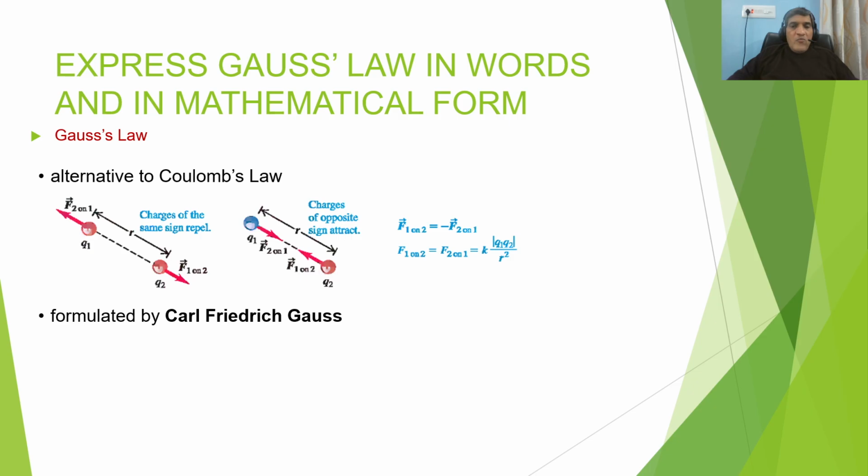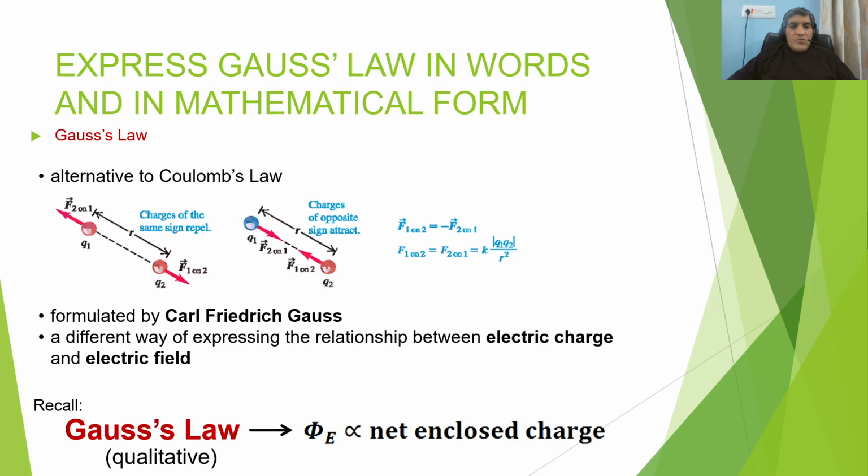So now we come to the original topic: the expression of Gauss's law and its mathematical formula. Basically, by Gauss's law, we are able to calculate the value of the electric field by calculating the electric flux, and electric flux is directly proportional to the net charge enclosed by the closed surface. This is the qualitative statement of Gauss's law.